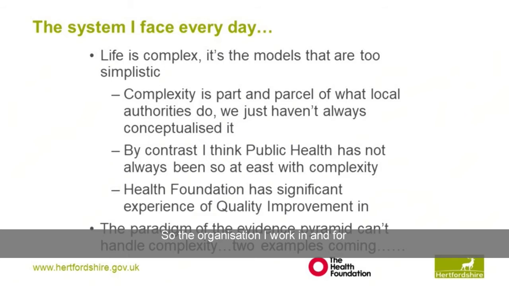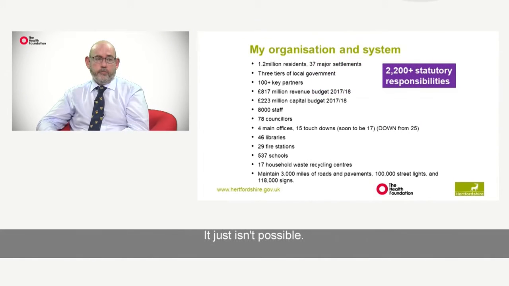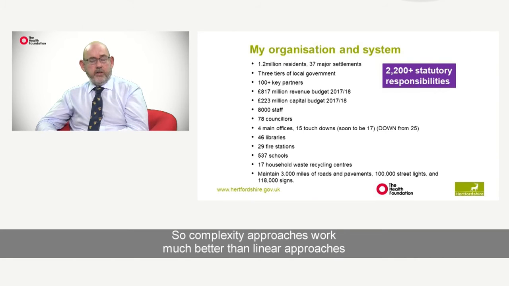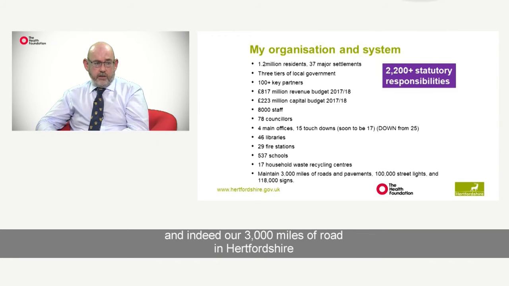So the organisation I work in and for has nearly 2,500 statutory responsibilities. We have 1.2 million residents across 37 settlements. They all want their own branch of John Lewis. We have 3 tiers of local government, over 100 partners, and over 537 schools. You can't not do complexity in an environment like that. It just isn't possible. So complexity approaches work much better than linear approaches where we have really messy organisational systems and really big responsibilities. And engineers in local government have been doing this for 60, 70 years. You can't build a road network, and indeed our 3,000 miles of road in Hertfordshire needs a complex approach to maintain it.